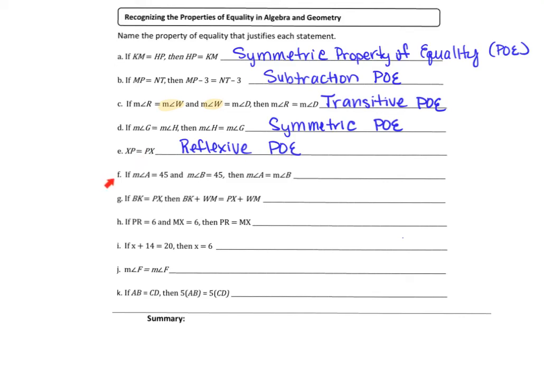Let's look at letter F. If measurement of angle A is 45 and measurement of angle B is 45, then measurement of angle A is equal to measurement of angle B. What property is that? That represents the transitive property of equality.